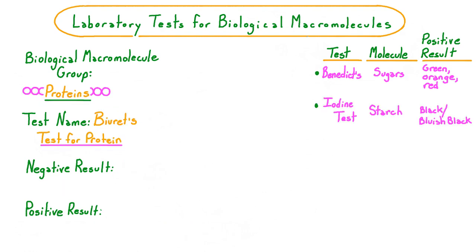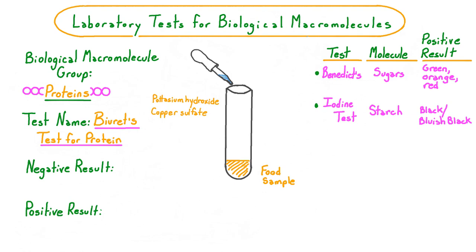The next test we'll look at is called Biuret's test, and it's used to determine the presence of proteins. Add a few drops of blue Biuret solution, which contains potassium hydroxide and copper sulfate, to the liquid or liquefied food sample, and then see if there's a color change to purple.